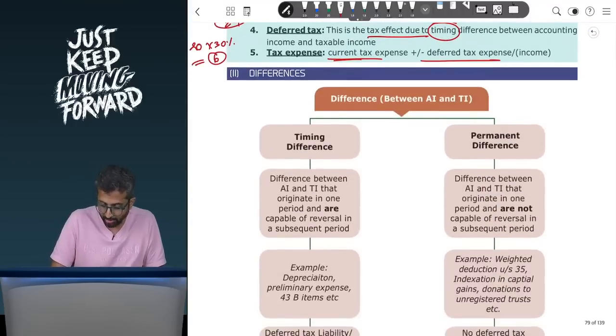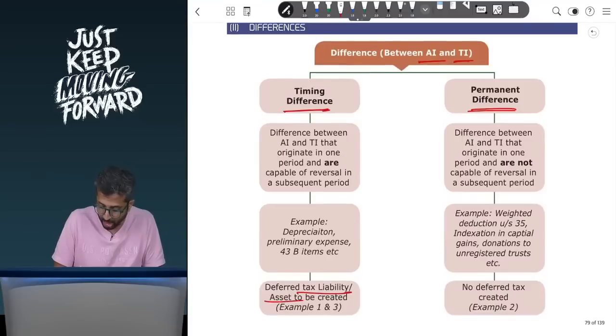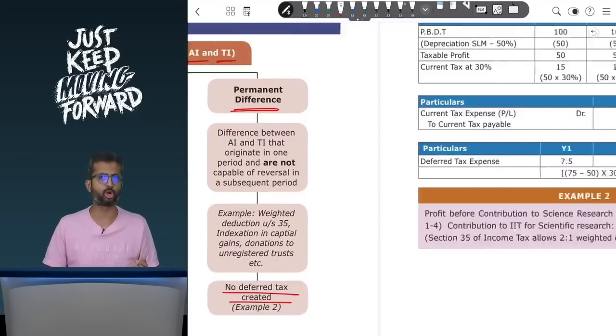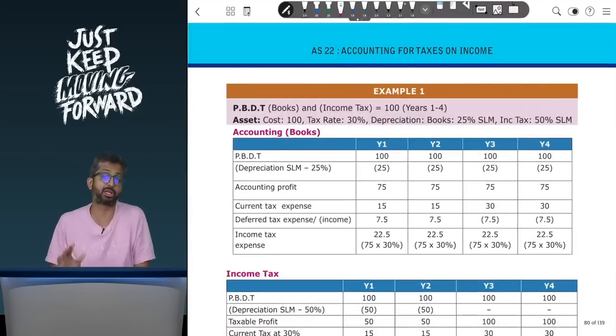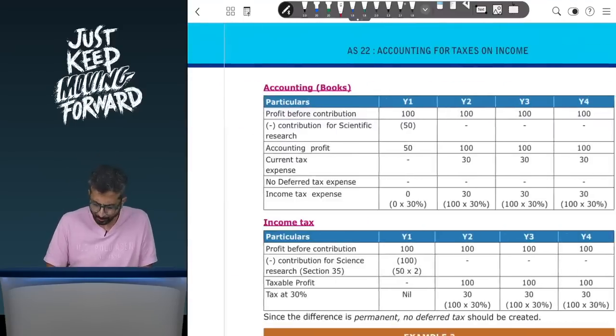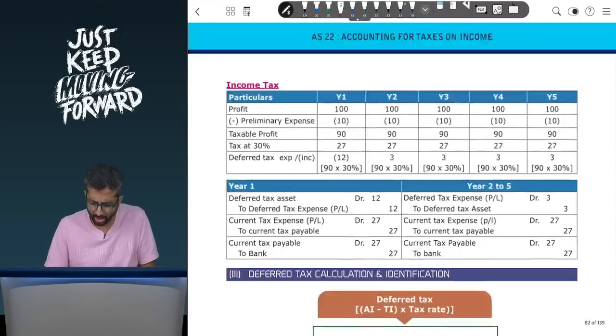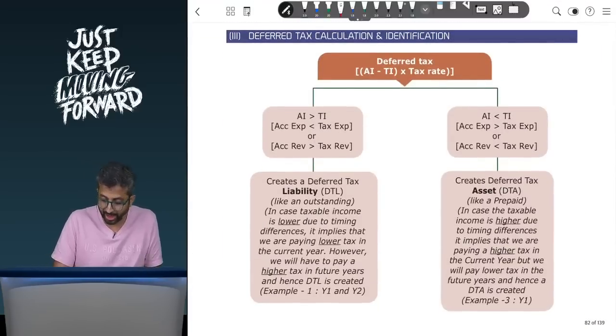So the difference between accounting income and taxable income can be timing, can be permanent. Timing will create a deferred tax liability or an asset. No deferred tax is to be created on permanent. If nothing is given, usually the differences are assumed to be timing differences. A few examples are discussed over here, and after that you have the deferred tax calculation.